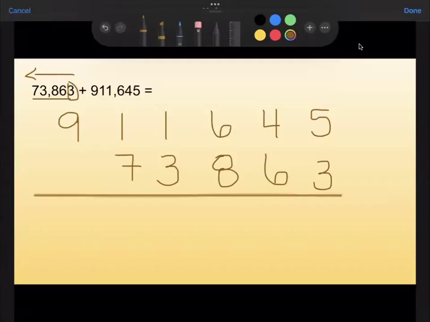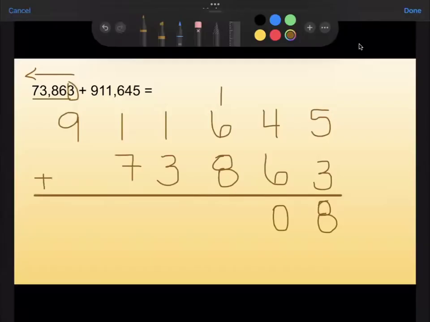Okay, now that everything's stacked up in each of its place values, I'm going to go ahead and start adding. 5 plus 3 is 8, so I'm going to put an 8 there. 4 plus 6 is 10. We know that we can only have a single digit in each place value. So I'm going to split up the 10: I put a 0 here and I regroup the 1 to the next place value, because 10 tens is the same as 100. So if I put a 1 in the hundreds place, that represents the same amount.